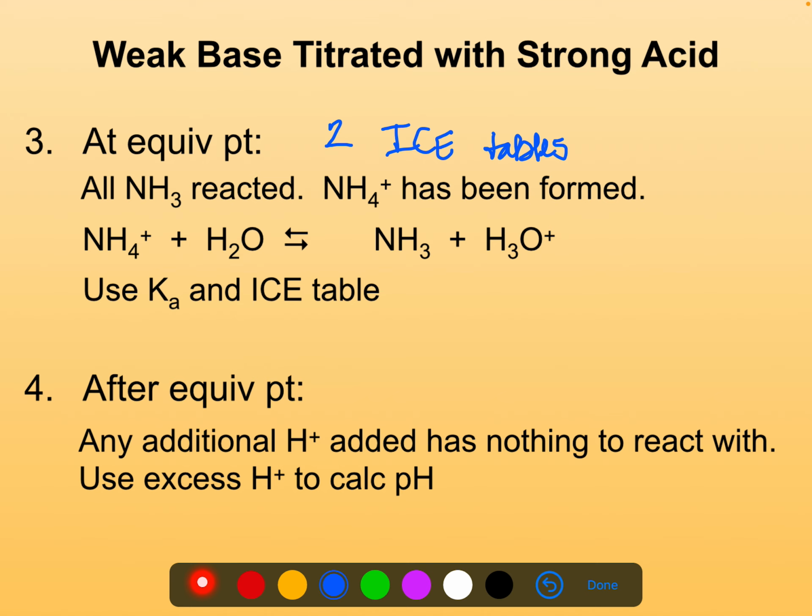to figure out pH ultimately. And then at any point in time after the equivalence point, because we're dealing with a strong acid, we have excess hydrogen or hydronium ions. So we can simply plug those into the pH formula once we know how much is excess.